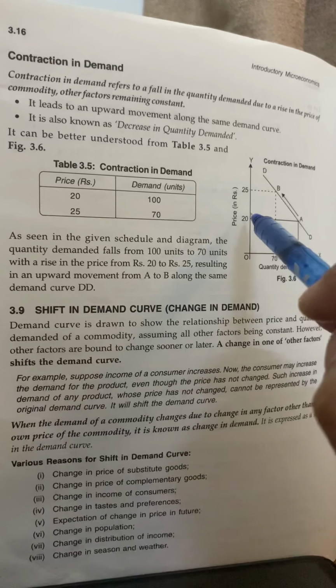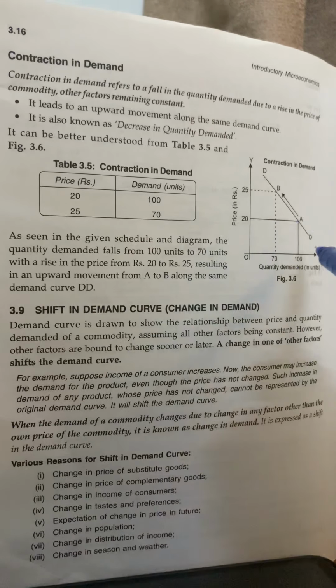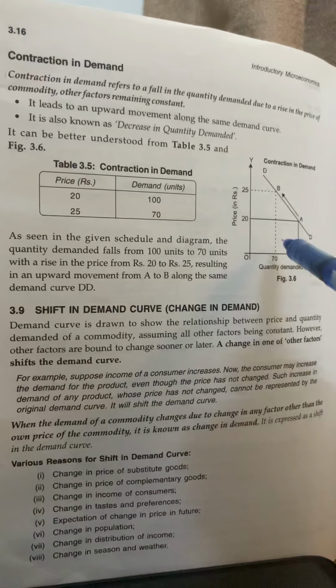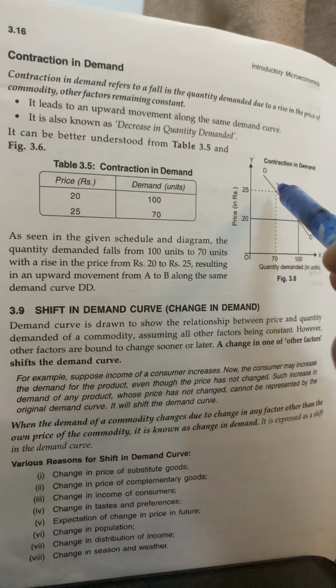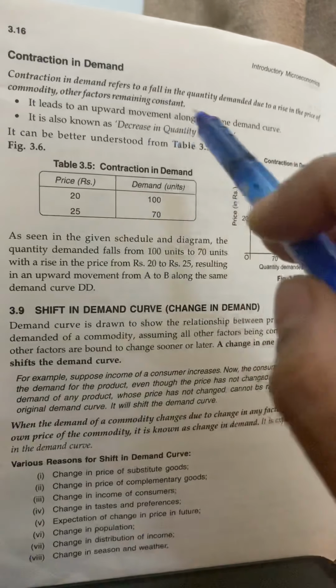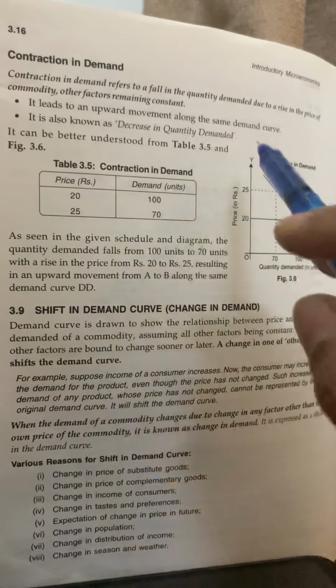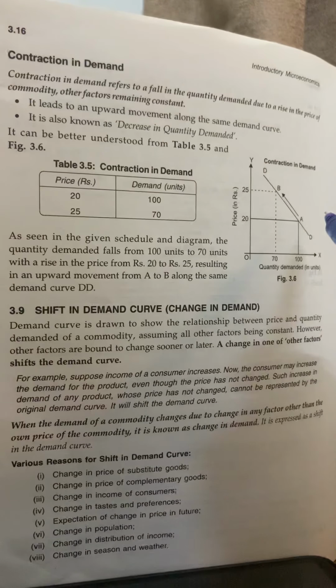At price ₹20, the quantity demanded was 100. Price rises from 20 to 25. The quantity demanded falls from 100 to 70. And there is upward movement along the demand curve from A to B. We can easily understand the expansion in demand and contraction in demand.